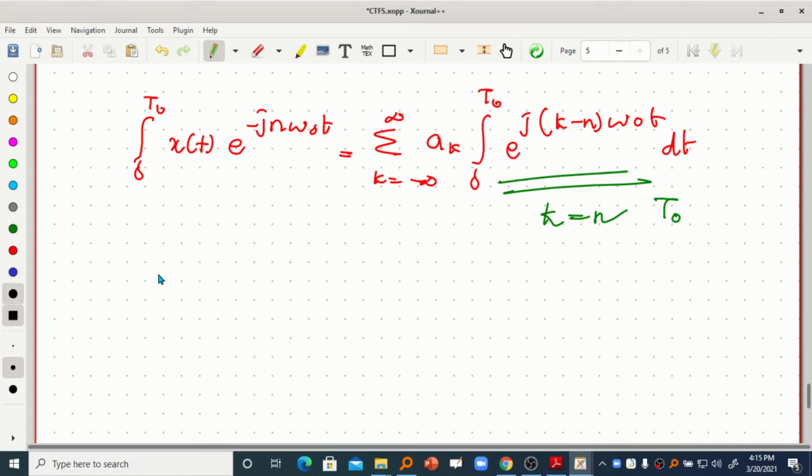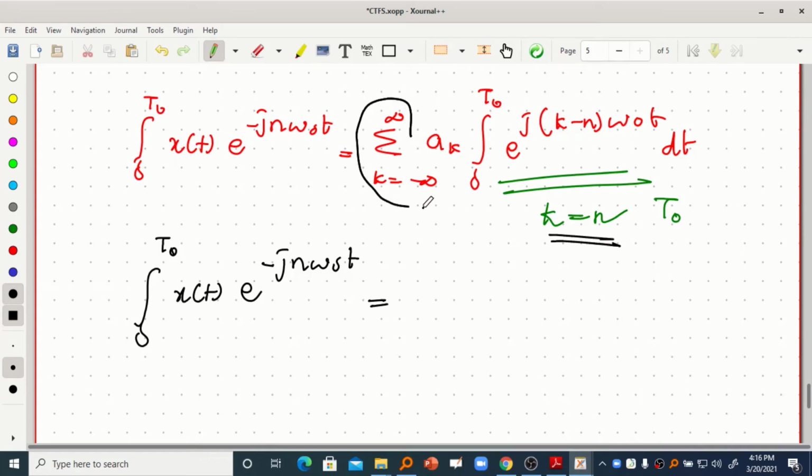So you can substitute that result into this equation. So what is our LHS? LHS is integral 0 to t0 x(t) e power minus j n omega 0 t, which is equal to, it has some value only when k is equal to n. So the summation doesn't have any role now, because the other values of k from minus infinity to plus infinity do not contribute, right? So now the summation does not exist there, and it has value only when k is equal to n.